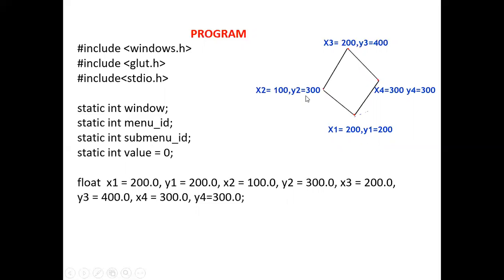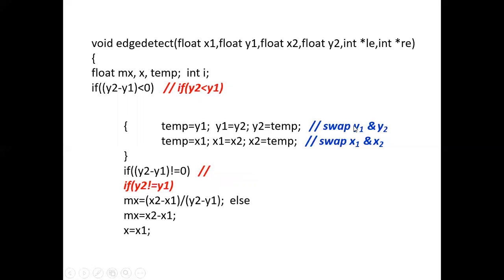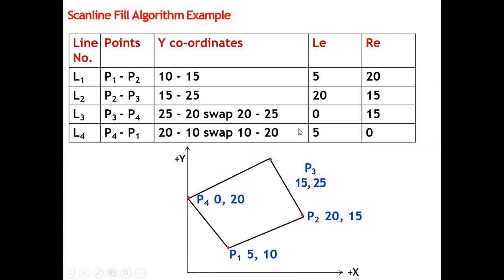So when I'm going from y1 to y2, I want y2 to be greater, because I am going from down to top. So this is how we will be going. y1 should be smaller and y2 should be larger. Then there is no need to swap. If y1 is less than y2, no need to swap.